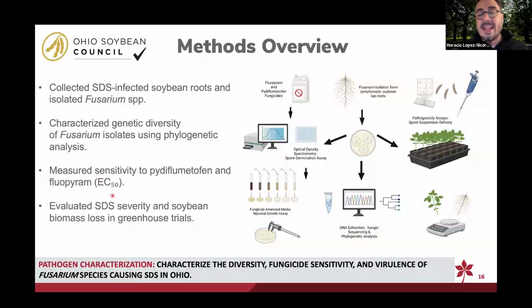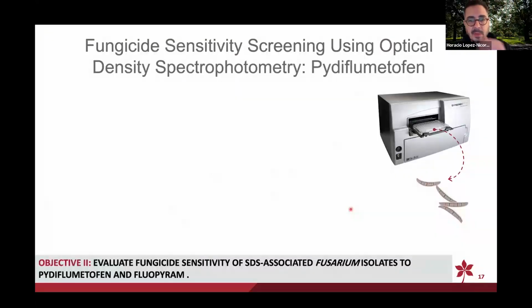And with that, we calculated an EC50. So EC50 is the dose required to reduce 50% of the growth of the fungus. So you can imagine that a larger EC50 means that that particular fungus can withstand and tolerate more active ingredient and continue growing. We don't want that. We want the EC50 to be very small. A very tiny dose actually kills and stops the fungus from growing. So those are the three things we did, again, with support from the Ohio Soybean Council.